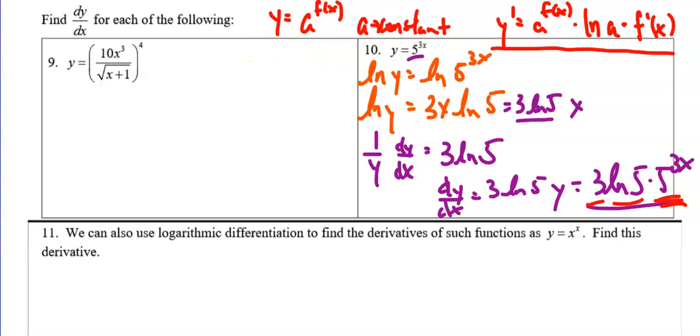Now, with that being said, let's look at this and approach it the same way we did here. Let's add the natural log to both sides.